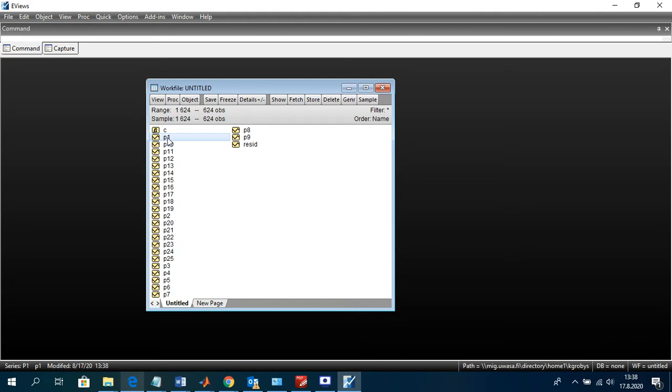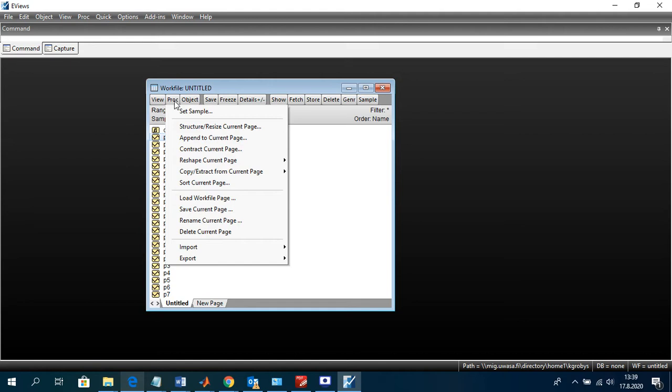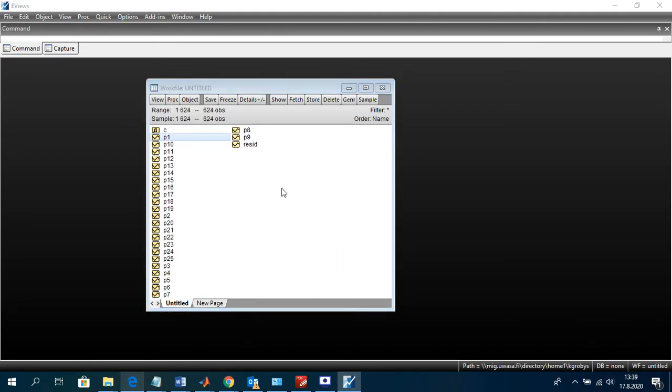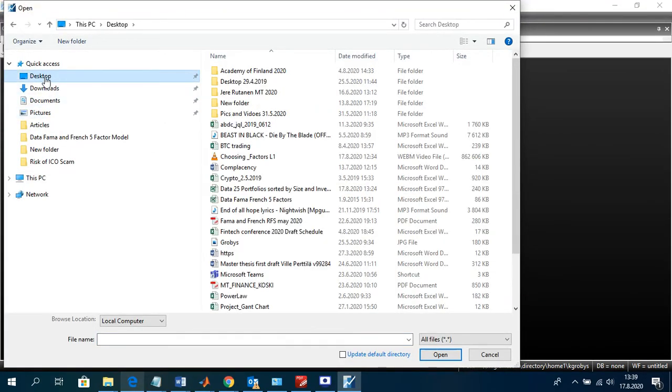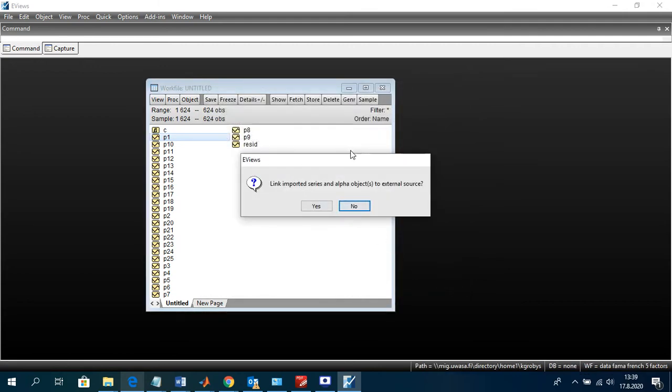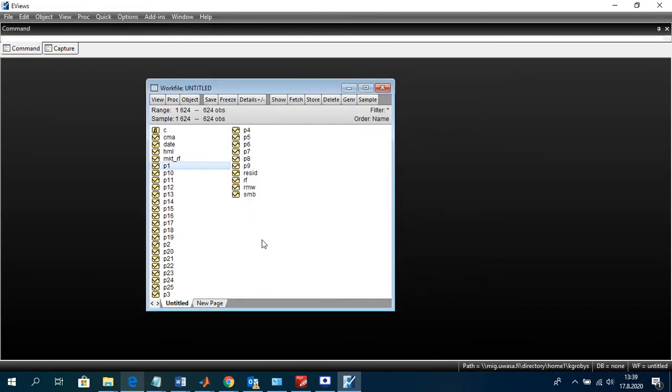Starting with P1. P1 is a portfolio which consists of small stocks and having an aggressive investment style. So what we also need is the risk factors. We go again on Proc. We have to upload the risk factors, import file from, and of course this matrix I have stored as well on the desktop. Here we find it, data, Fama and French 5 factors, double click, and it is uploaded. Push the finish button directly, and here again no, and Eviews uploads the data set.